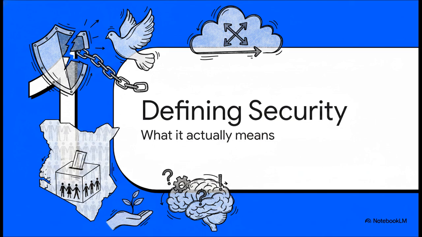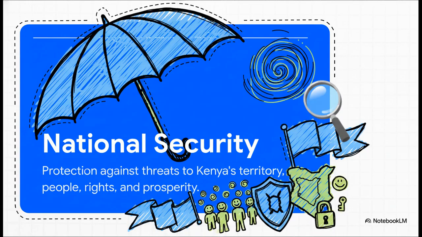Okay, jumping right into Section 1, redefining national security. Let's completely rethink what that phrase actually means. Under Article 238, national security is way more than just guarding the borders from outside threats. Just look at the sheer scope of this definition. It specifically guarantees the protection of the people, their rights, their freedoms, their property, and get this, even their prosperity. Yes, the Constitution literally considers your economic stability and your peace as matters of national security.